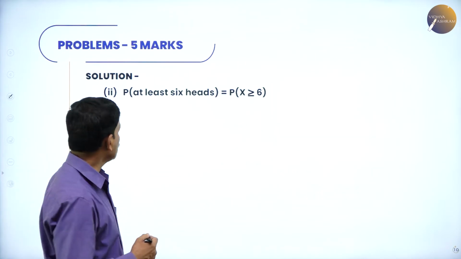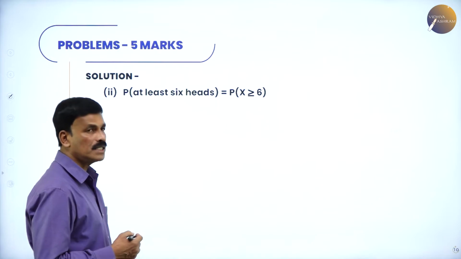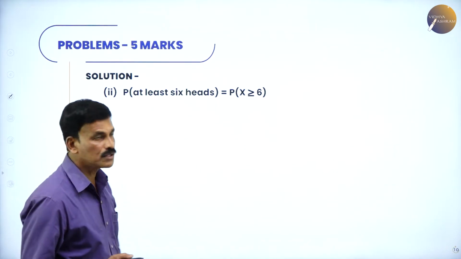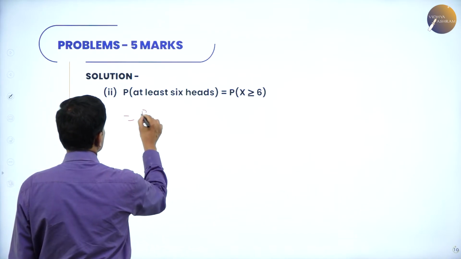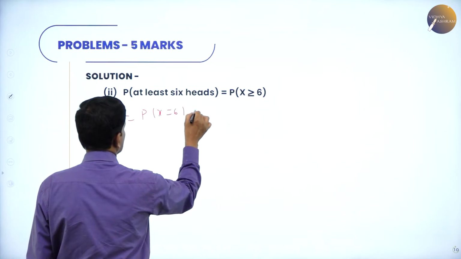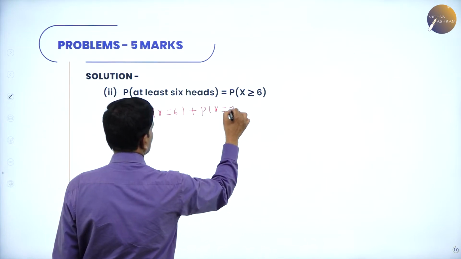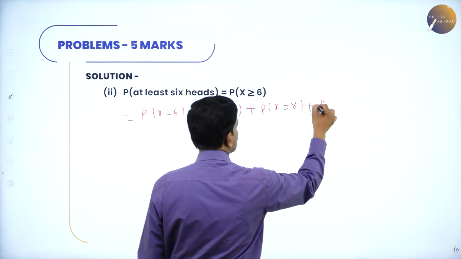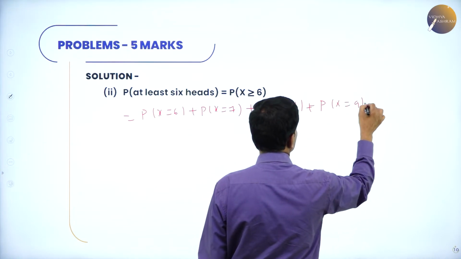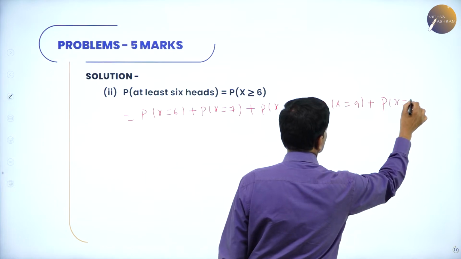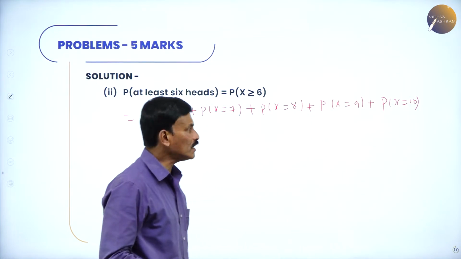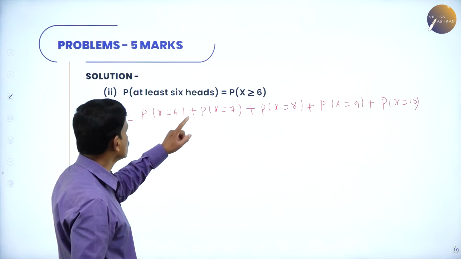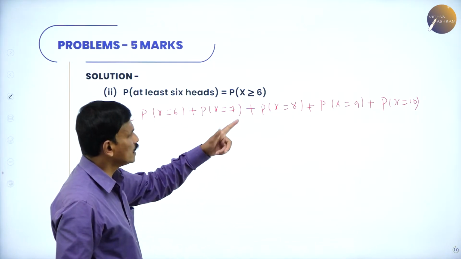Now let us come to the second condition. Second is probability of at least 6 heads, which means probability of x is greater than or equal to 6. Greater than or equal to 6 means P of x is equal to 6 plus P of x is equal to 7 plus P of x is equal to 8 plus P of x is equal to 9 plus P of x is equal to 10. Greater than or equal to 6 means 6, and greater than 6 means 7, 8, 9 and 10.